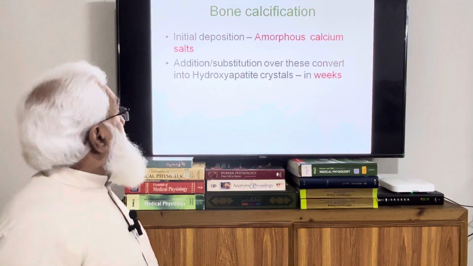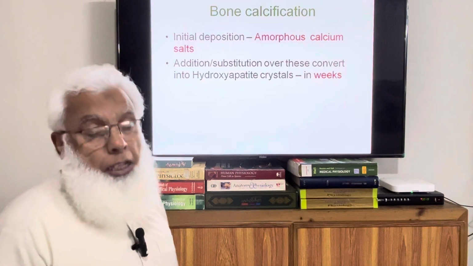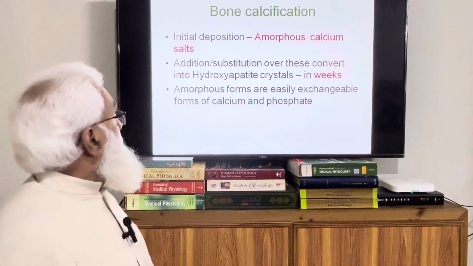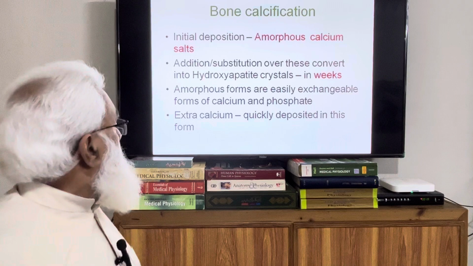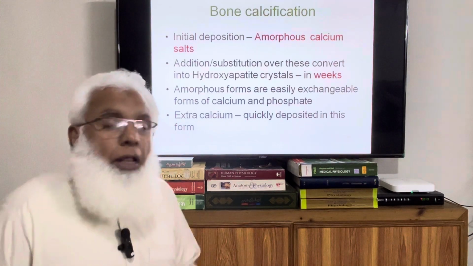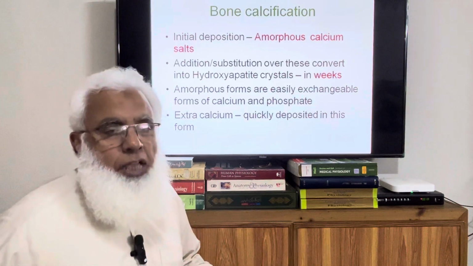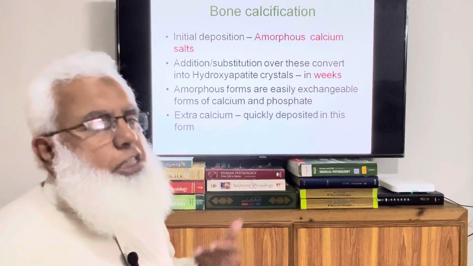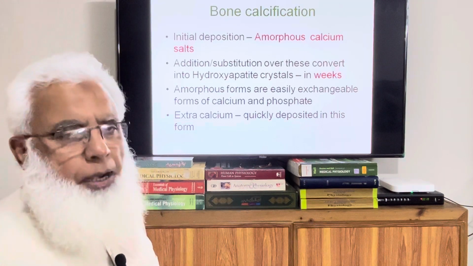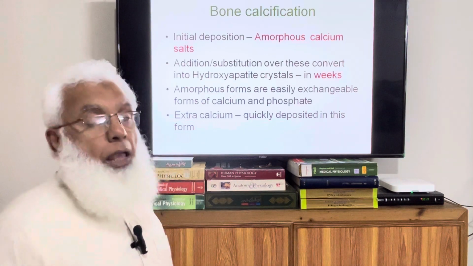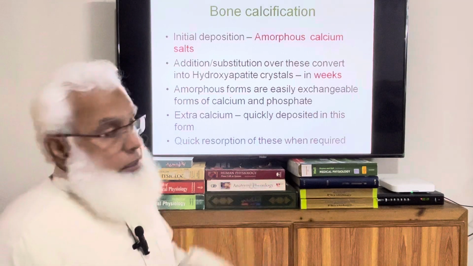Initial deposition is amorphous calcium, as I have said, and then addition and substitution over these convert them into hydroxyapatite crystals in a few weeks. We have talked before about these amorphous, easily exchangeable forms of calcium and phosphate. Extra calcium is quickly deposited in this form. If our blood has excess calcium, it will be deposited as amorphous calcium. And when we need calcium, initially the amorphous form is easily available from the bone. Later on, hydroxyapatite crystals can be dissolved and the calcium brought into the blood. But initially, this is the exchangeable amorphous form of calcium, allowing quick resorption when required.